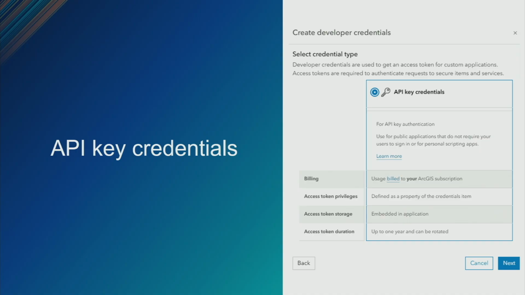It couldn't talk to secured services, basically. And it certainly didn't have privileges like the ability to administer your organization. But this new feature, which is now in the main ArcGIS Online and Enterprise user experience, is a developer credential that can do as much as you want or as little as you want. That's another thing. It's scopable.